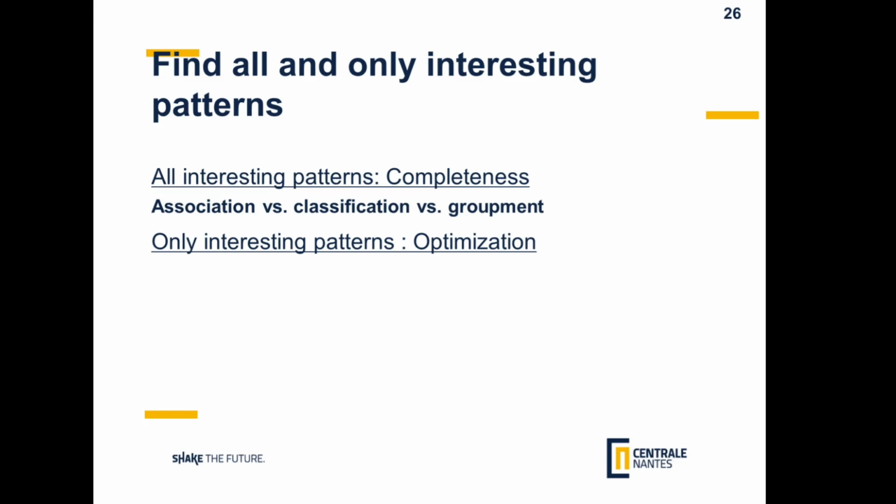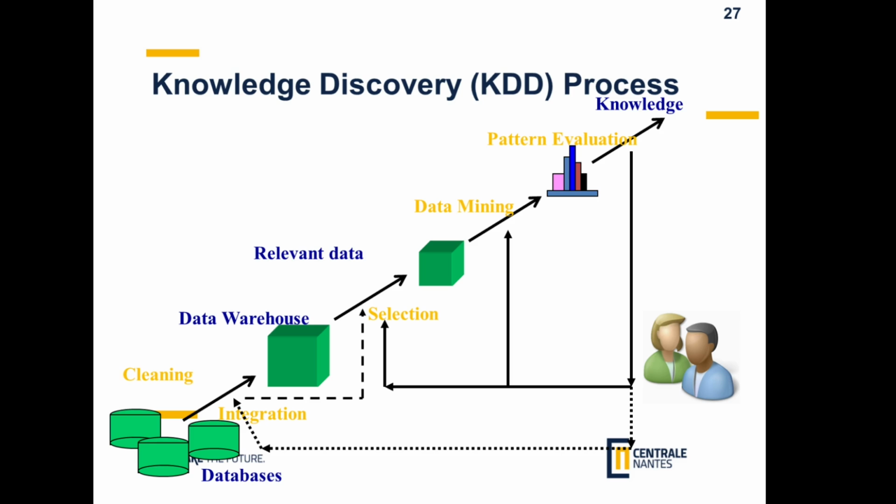Before doing the experiment, the knowledge discovery process is now quite stable. Everyone agrees on the different steps you have to follow to find interesting information and then interesting knowledge. So the first step is preparing the data. You have to integrate different sources of data, merge different databases, and then clean them.